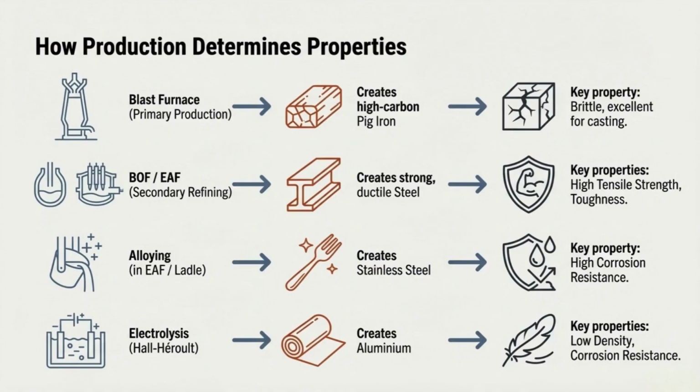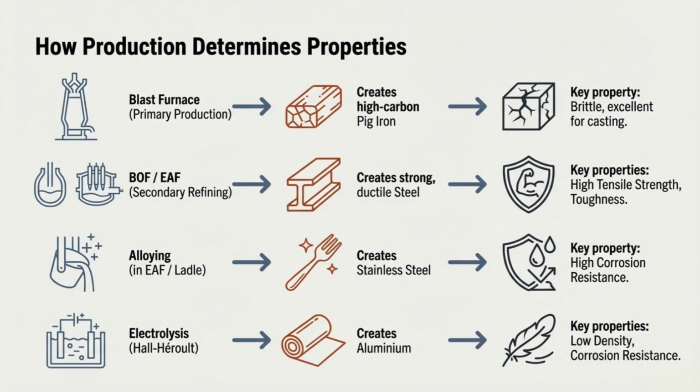First, let's look at pig iron. This is the direct result of the blast furnace we saw earlier. Because it is produced in a high-carbon environment with coke, it retains a very high carbon content. This makes the metal brittle. It will snap rather than bend, but it also makes it excellent for casting. If you are making an engine block or a heavy machine base that needs to be poured into a mold, pig iron is your starting point.